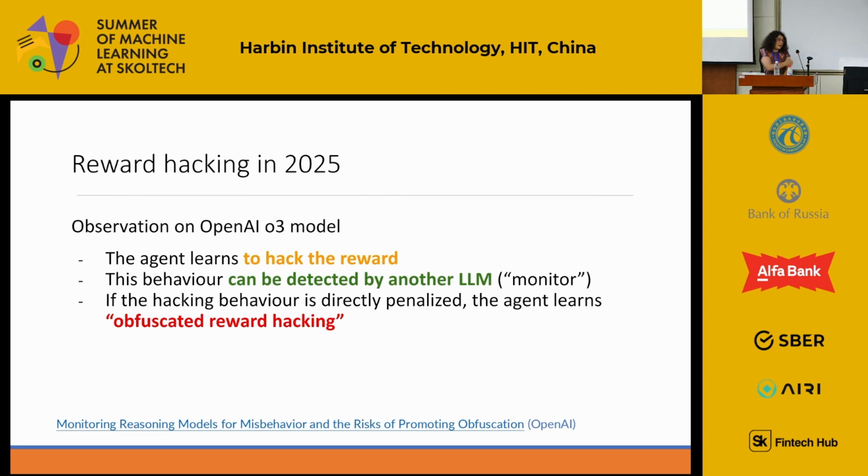But that was three years ago, and as I said, it was observed on toy situations. Now, in 2025, we can really observe similar behavior on real LLMs trained on some good reward, because of a very important paper, Monitoring Reasoning for Misbehavior from OpenAI, where they observed the behavior of the o3 model on their internal tests.